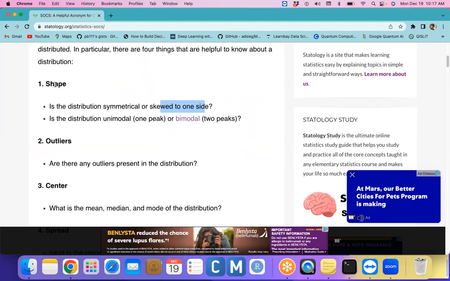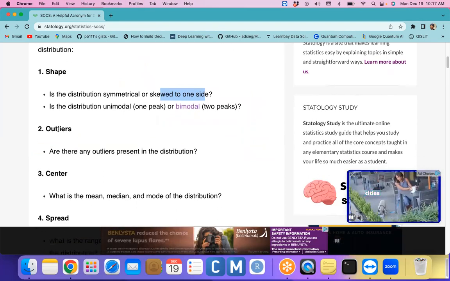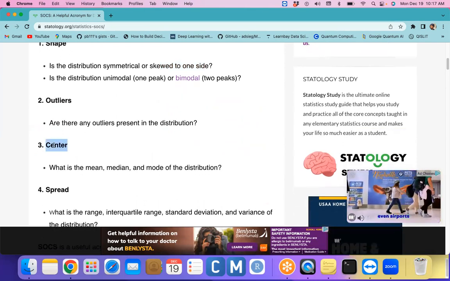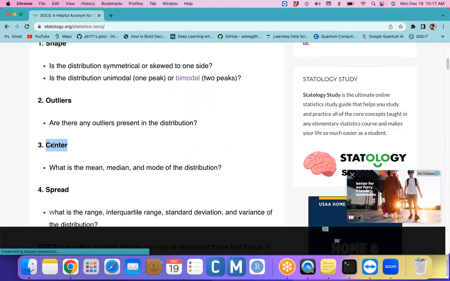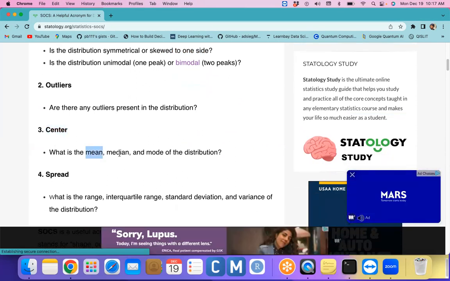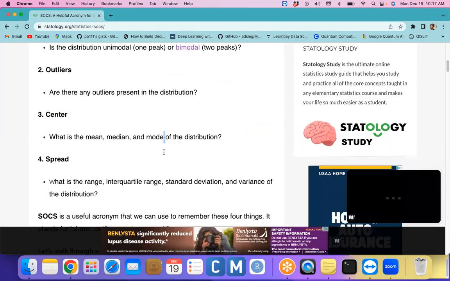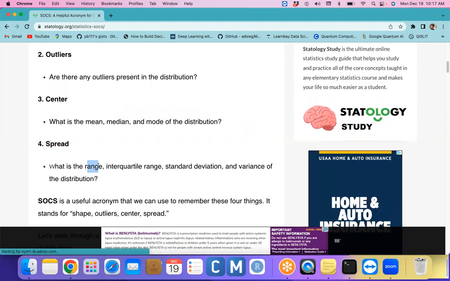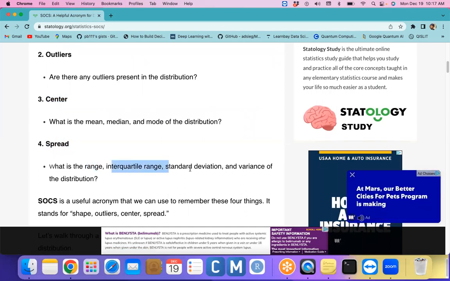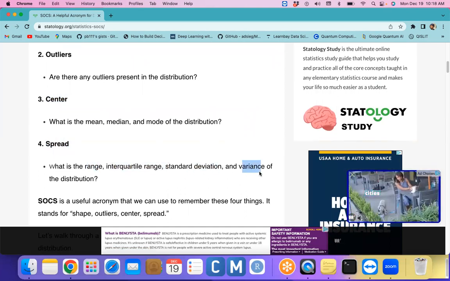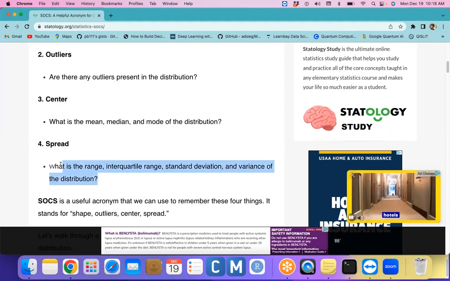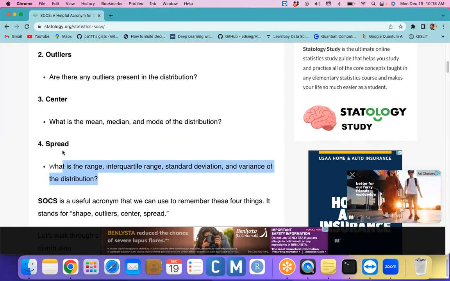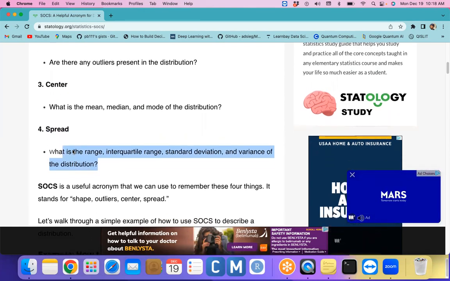So shape is a very important thing, and whether there are any outliers in your distribution is also very important. And center in the sense we have to find the middle term, which we can do with the help of the mean, median and mode concepts. And spread in the sense how the data is distributed, you already know that with the help of the range, interquartile range, standard deviation and variance. With these concepts we can find out how the data is distributed.